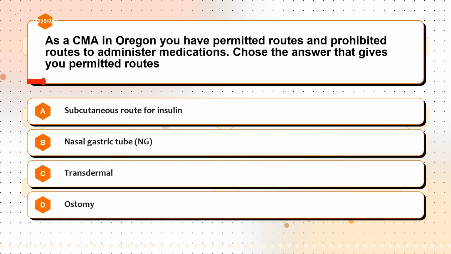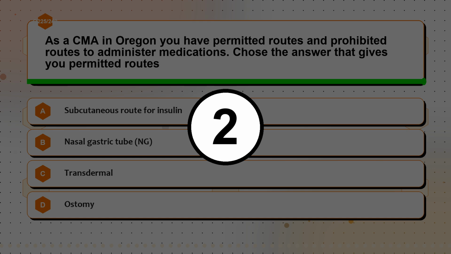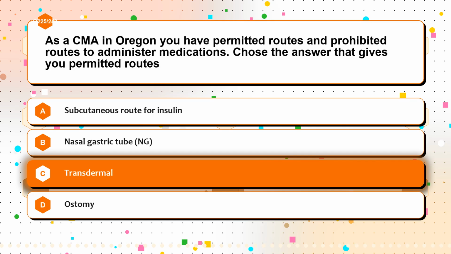Question 225. As a CMA in Oregon, you have permitted routes and prohibited routes to administer medications. Choose the answer that gives you permitted routes. Here are the options. Option A, subcutaneous route for insulin. Option B, nasogastric tube and G-tube. Option C, transdermal. Option D, ostomy. The correct answer is option C, transdermal.